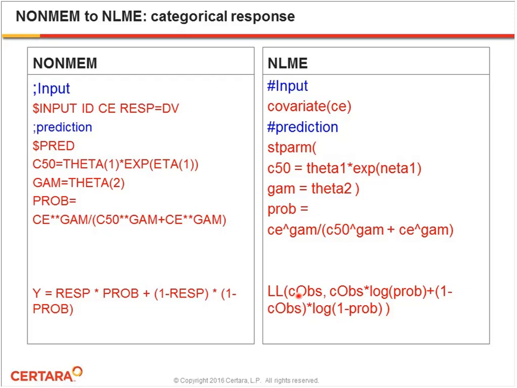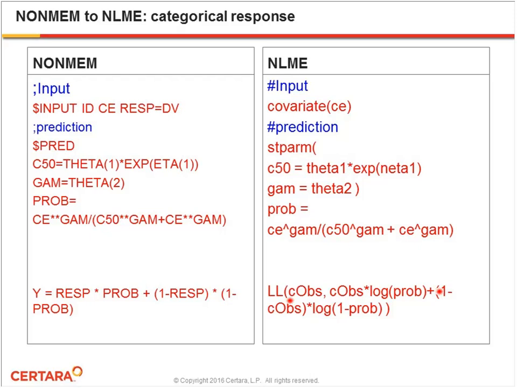And similar to in PML, here we are making use of the LL statement, the log likelihood statement, which has at least 2 arguments. The first one is just the observed input, C obs in this case. It's not really an observed concentration, but anyway, let's stick with the original name, so C obs, the observed values. And then here the same kind of formula, C obs times log prob. If C obs is 1, so the adverse effect is seen, then it's a log of the probability.